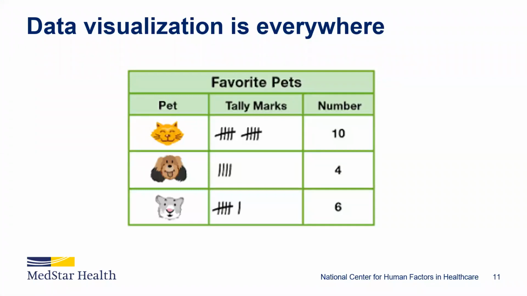here are some simple tallies, which are actually a form of visualization. I bet that you could see what favorite pet was chosen most often without even looking at the numbers on the right, just by simply glancing at the tally marks.